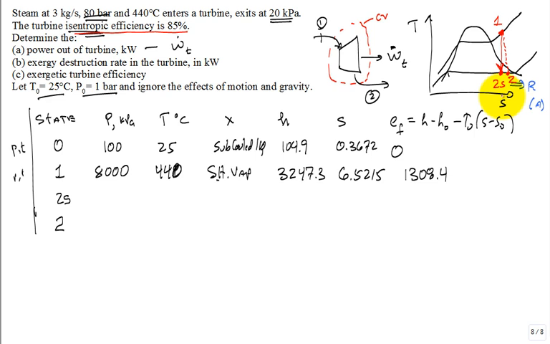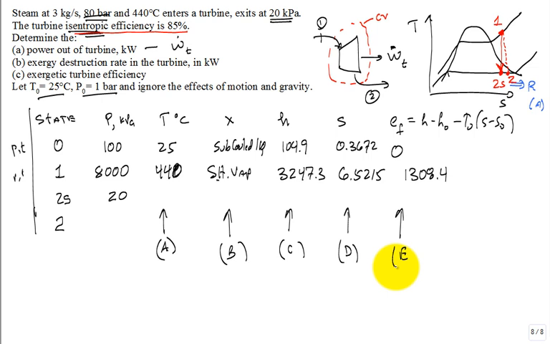Now, how do I find or fix state 2S? Well, I know the pressure, so let's just put the pressure in, 20 kilopascal, and I need another property. What is my other property? Is it A, temperature, B, quality, C, enthalpy, or D, entropy, or E, flow exergy, as my second property to fix state 2S and be able to calculate all the other properties?